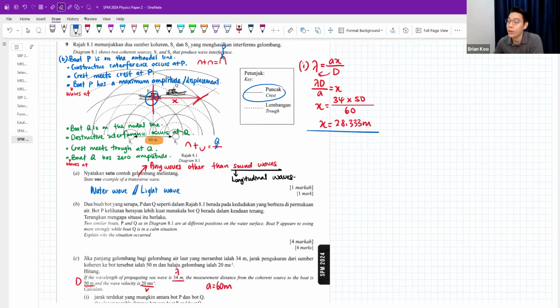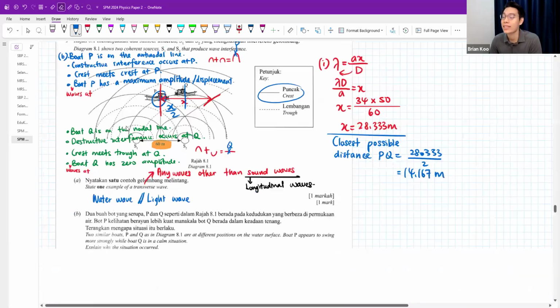So the closest possible distance, PQ, should be half of the X, right? Half of X. Okay, 14.167 meters, half of X.